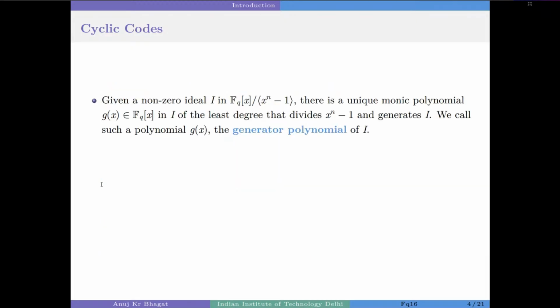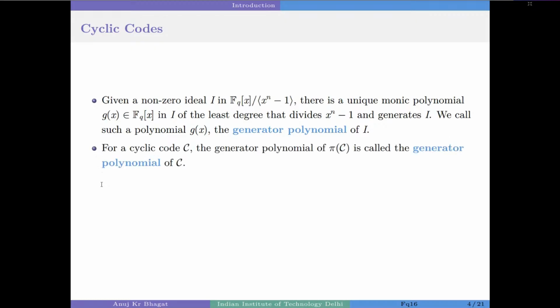So more formally, we have this. Given a non-zero ideal I in Fq[x] quotient by x^n minus 1, there is a unique monic polynomial g(x) in Fq[x] of the least degree that divides x^n minus 1 and generates I. We call such a polynomial g(x) the generator polynomial of I. And for a cyclic code C, the generator polynomial of phi(C) is called the generator polynomial of C. So once we have the generator polynomial and the length of the cyclic code, we can easily determine its dimension, which is given by the length minus the degree of the generator polynomial.